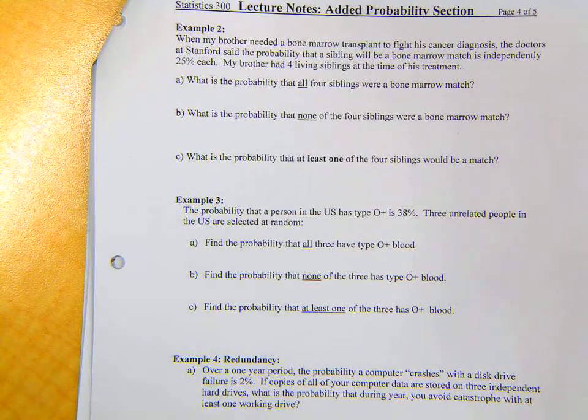In this case, we're talking about a brother who has cancer in the bone marrow, and he has 4 siblings, and we want to calculate some probabilities. I don't know if this number is true, but bone marrow match is independent, and it's 25% of the time that a sibling could be a match. So there's a probability associated with it. If we had the true number, we could use it, and it'd be the same mathematics. They do these studies in science.